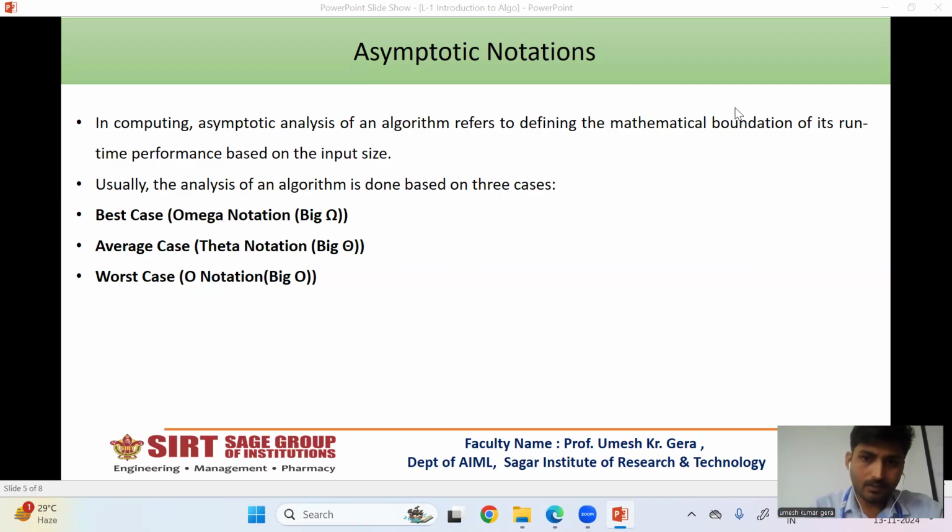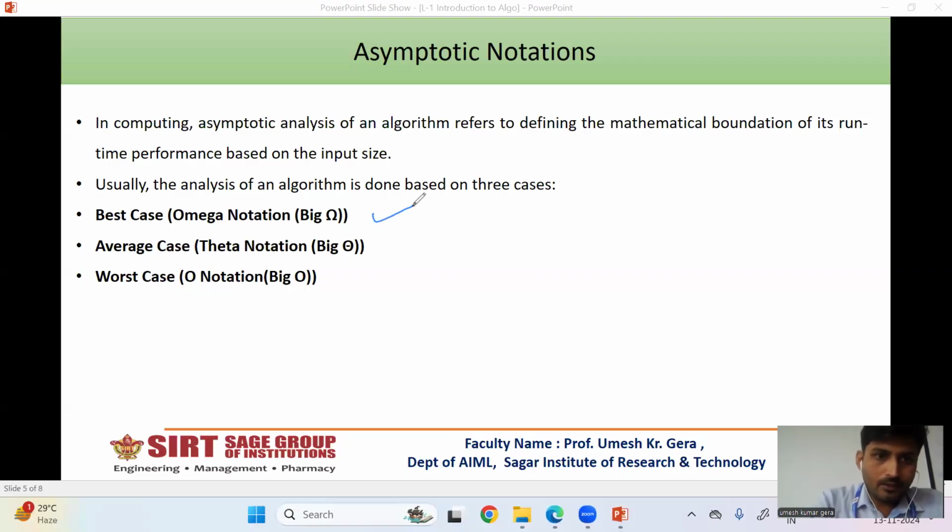In the last class, I discussed what an algorithm is and what the main characteristics of an algorithm are. Today, I will discuss the asymptotic notations that are used to analyze a particular algorithm. Basically, we have three types of asymptotic notation. On the basis of these notations, you can analyze the time complexity of any particular algorithm.